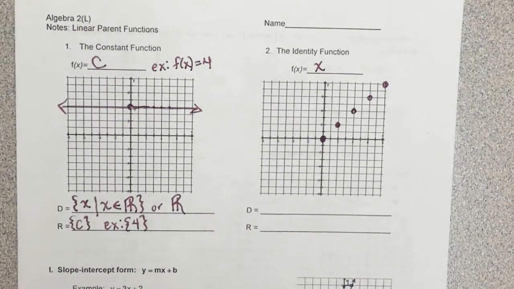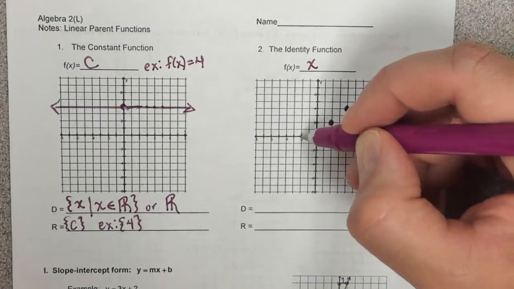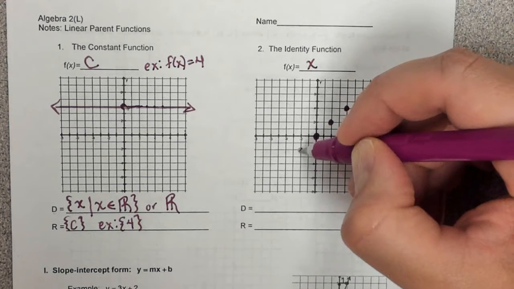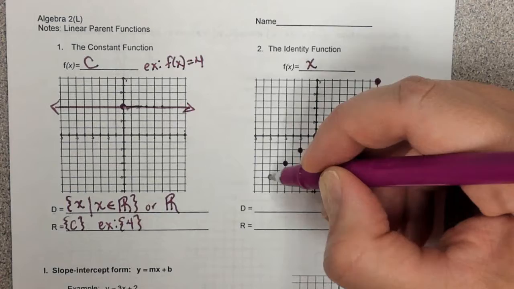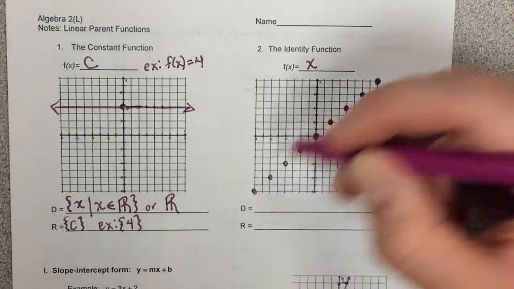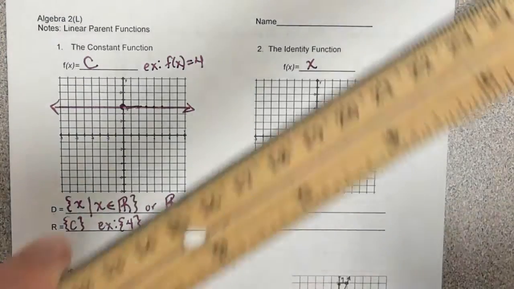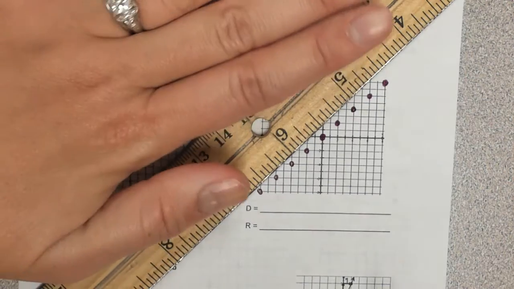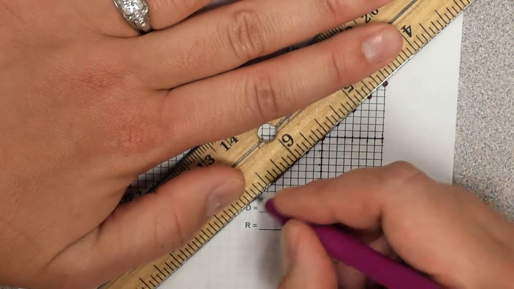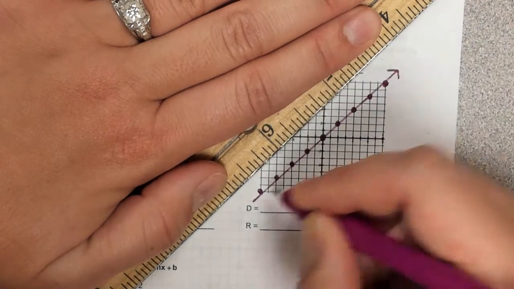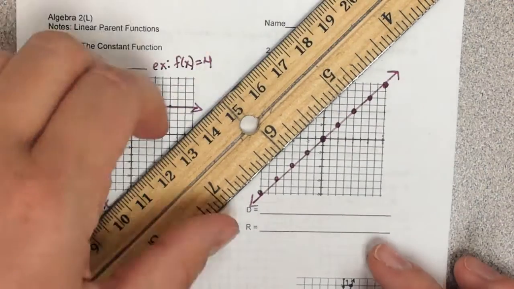And that goes for the negative side too, right? X is negative 2, y is negative 2. Negative 4, 4, 6. And you can kind of fill that out. And if you're wondering why you have to pick up a ruler, it's because we need to make sure our lines are straight. Okay, here we go. We have our line.